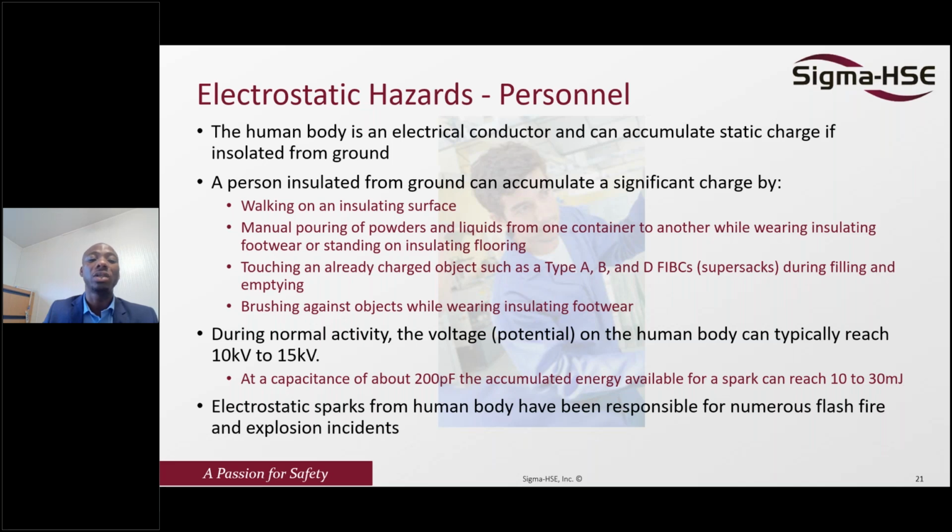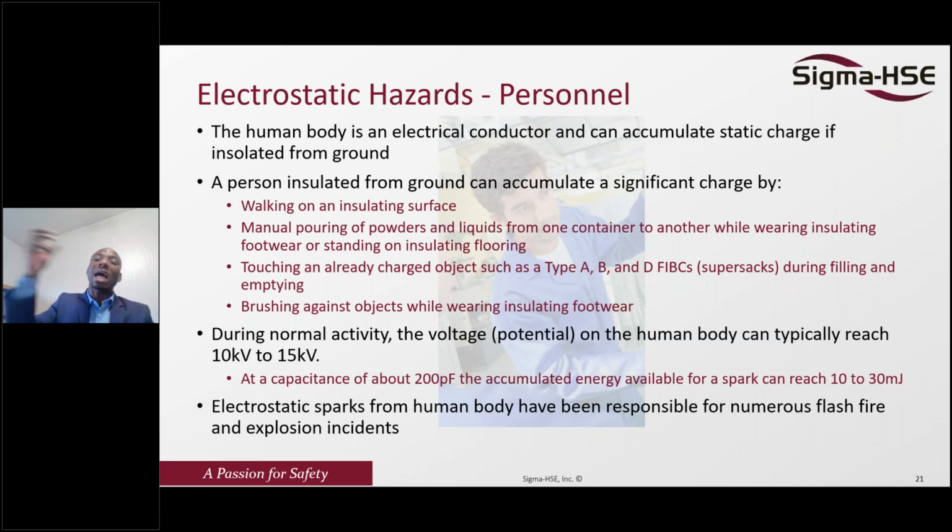A person insulated from the ground can actually accumulate a significant charge by walking on insulating surfaces or manually pouring powder or liquid into maybe a container. And that is very, very common in industry, maybe powder in the pharmaceutical, in the ink industry, where they handle both flammable solvent and powder. And in this case, a flammable mixture could be formed inside the container.